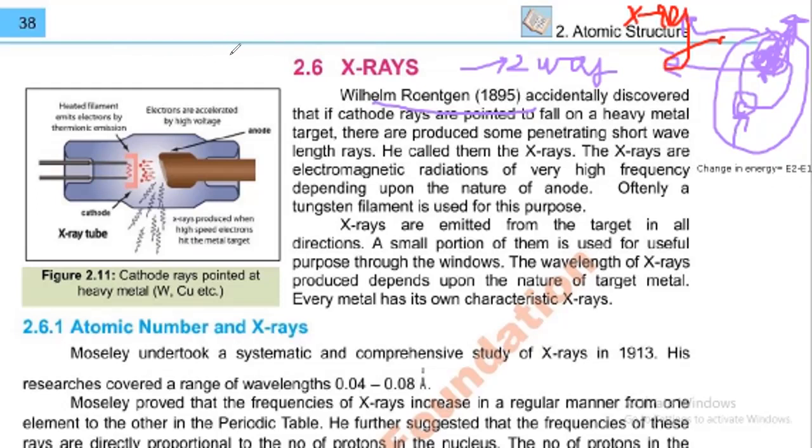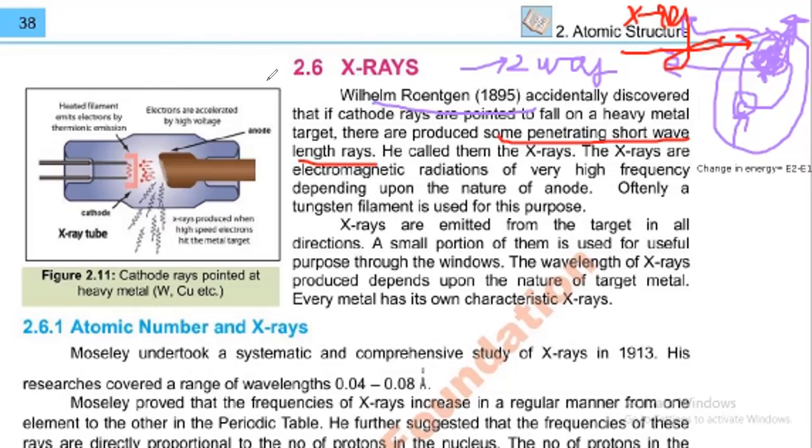William Röntgen in 1895 accidentally discovered that if cathode rays are pointed to fall on a heavy metal target, they produce some penetrating short wavelength rays, which we are going to discuss later in detail about the characteristics of X-rays.